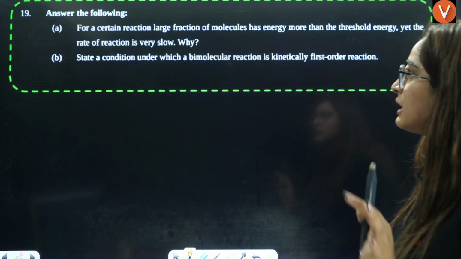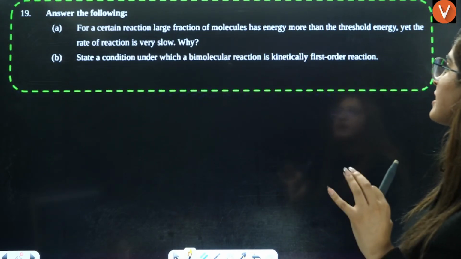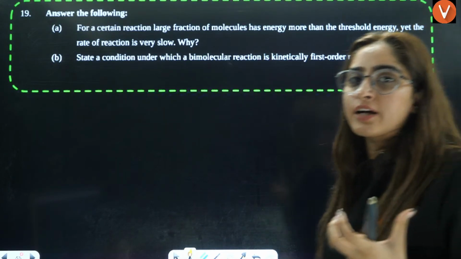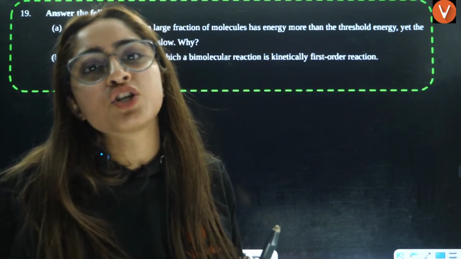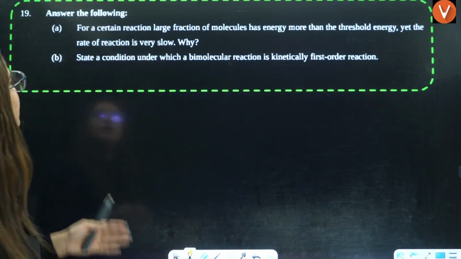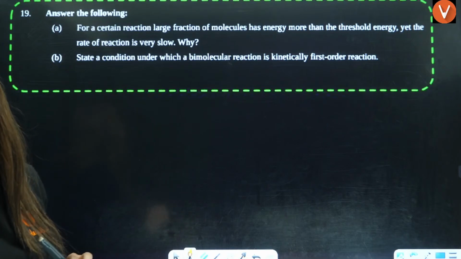Answer the following. For a certain reaction, a large fraction of molecules have energy more than the threshold energy. Threshold means activation energy, right? So if certain molecules have more energy as compared to the threshold energy, they will be able to react and form the product. Yet the rate of reaction is very slow. Can you tell me the reason behind that?